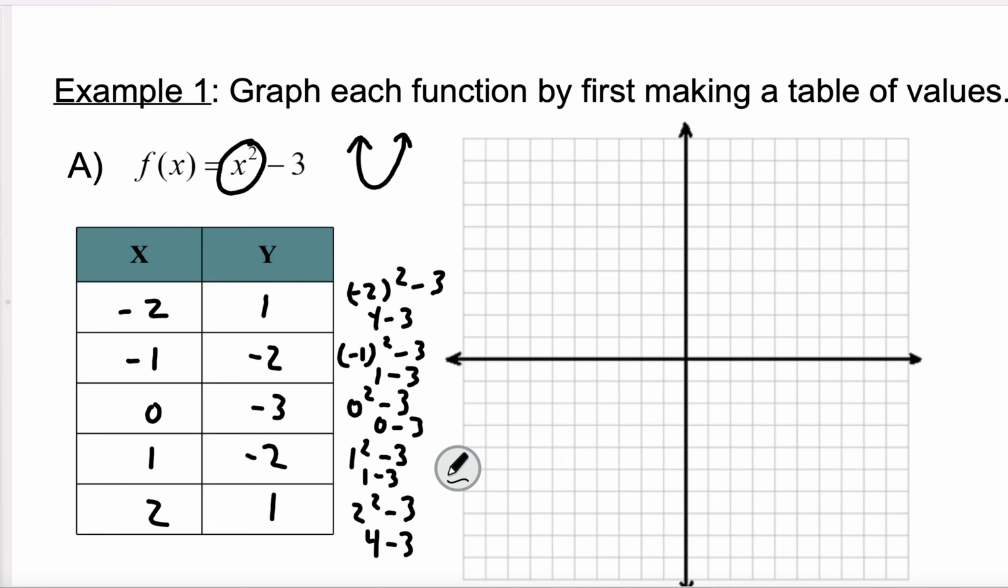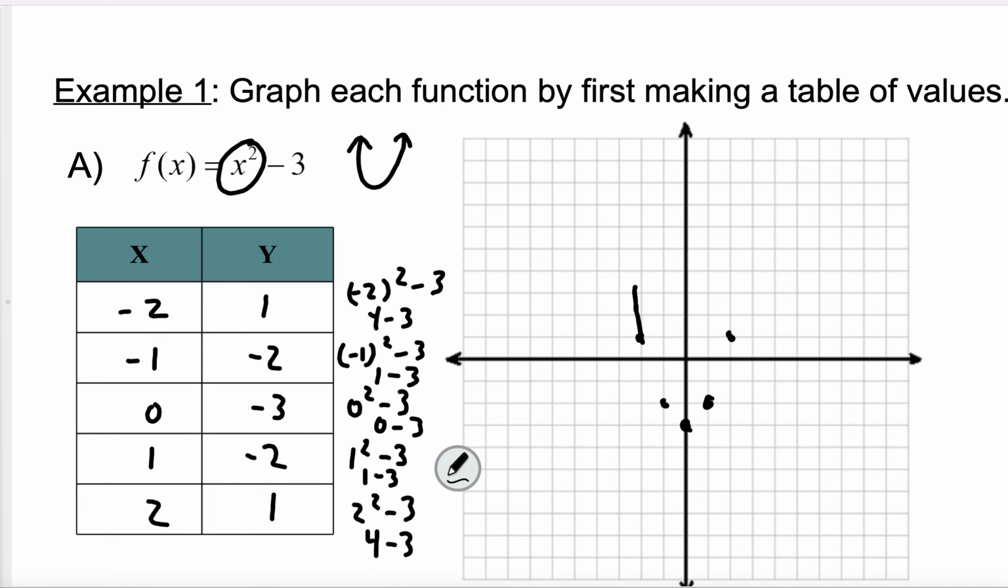So now we have our table, so let's go ahead and plot those. Our first ordered pair is -2, 1. So I'm going to go over -2 and up 1. Then my other ordered pair is -1, -2. So I'm going to go to the left 1 and then down 2. Then I've got 0, -3, so I can just go straight down 3. And then I've got 1, -2, so over to the right 1 and down 2. And then I'm going to go 2 to the right from 0 and up 1.